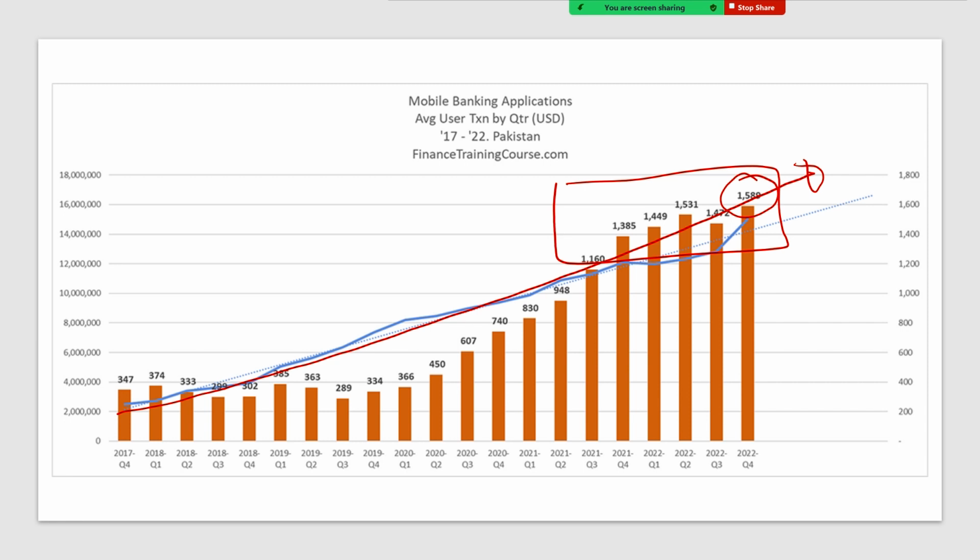Can you actually create a thesis that says, here are the 5 reasons why mobile banking application users are growing and the average user transaction by quarter in dollar terms is also growing, despite the fact that the overall trend for USD PKR is downwards? What's the underlying model?